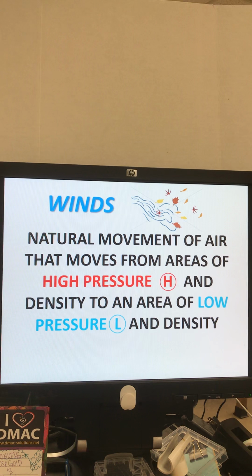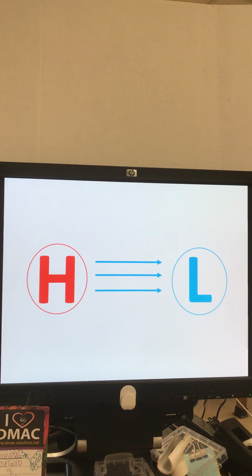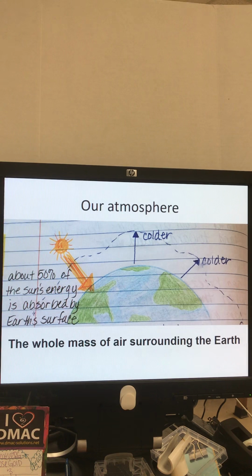Wind. Wind is the natural movement of air that moves from areas of high pressure and high density to areas of low pressure and low density. Note that right there. High to low density. High pressure to low pressure. It wants the equilibrium. It wants to be in equilibrium.